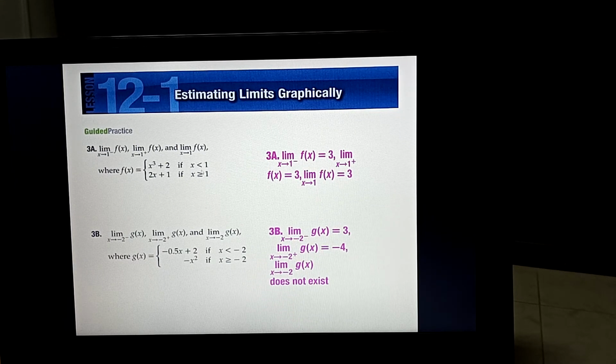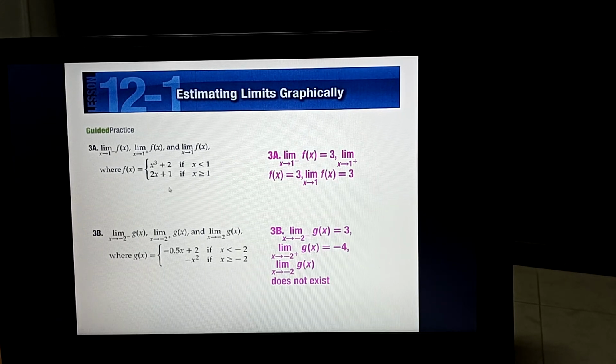Look at x less than 1, it means this is the definition of the function when x approaches 1 from the left. So we can replace x by 1 here. So 1 cubed equals 1, plus 2 equals 3. So the limit of f of x when x approaches 1 from the left is equal to 3.